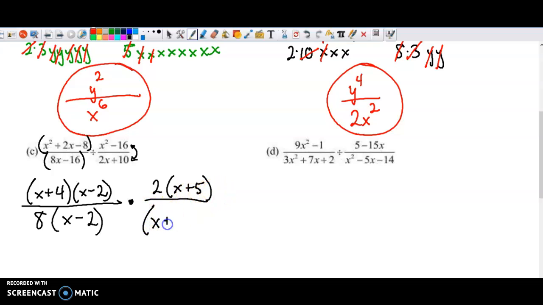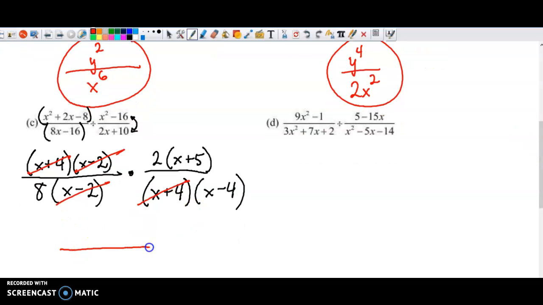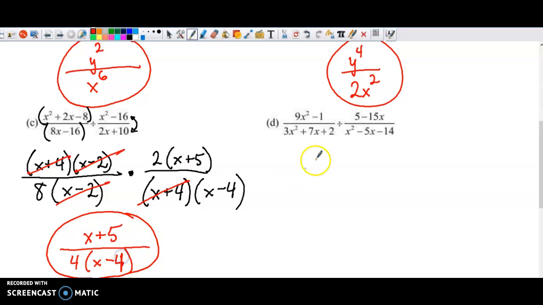And then I also have a difference of squares. x plus 4, x minus 4. And hopefully things cancel. x plus 4, x minus 2. Let's see, 2 goes into 8 4 times. So I have 4 with an x minus 4. And I still have x plus 5 on top. And just so you know, there are other ways of writing these answers. I just like to leave my answers like this.